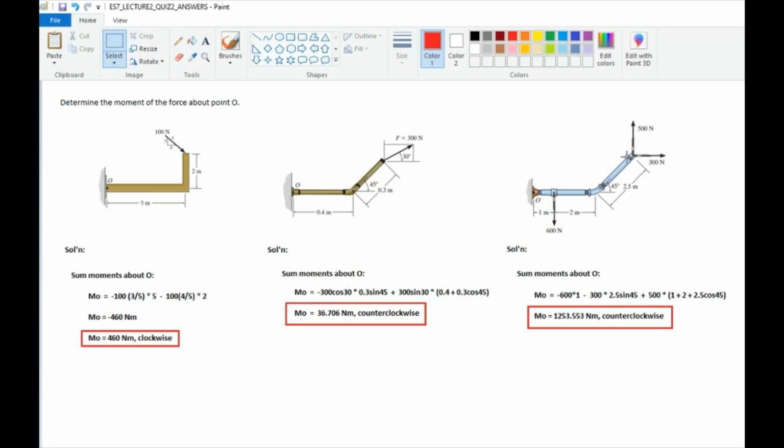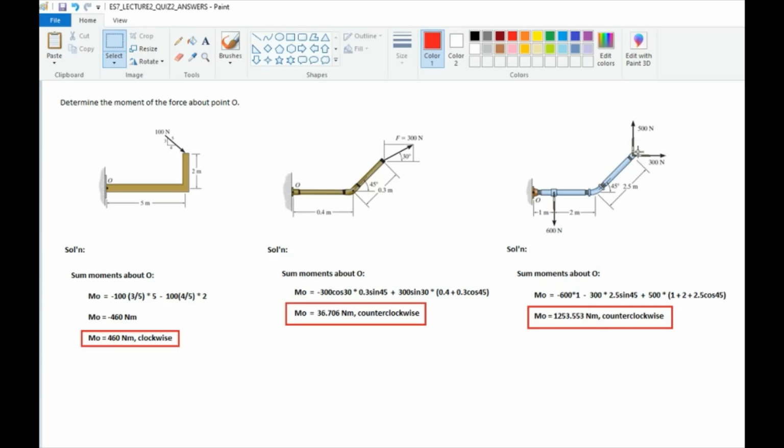Next, let's consider the 300 Newton force. 300 Newtons, to the left and to the right. What is its moment arm? Its distance from O, this one. If you see, this is the perpendicular distance. So what is that? That is 2.5 sine 45. And its rotation is clockwise, so negative.